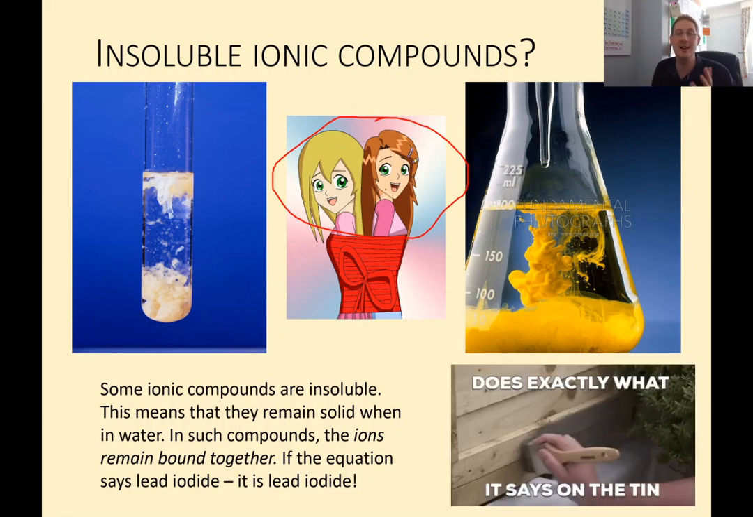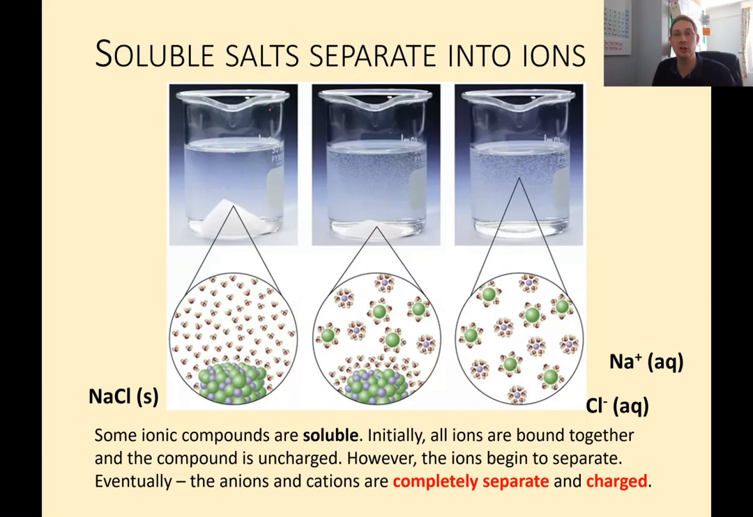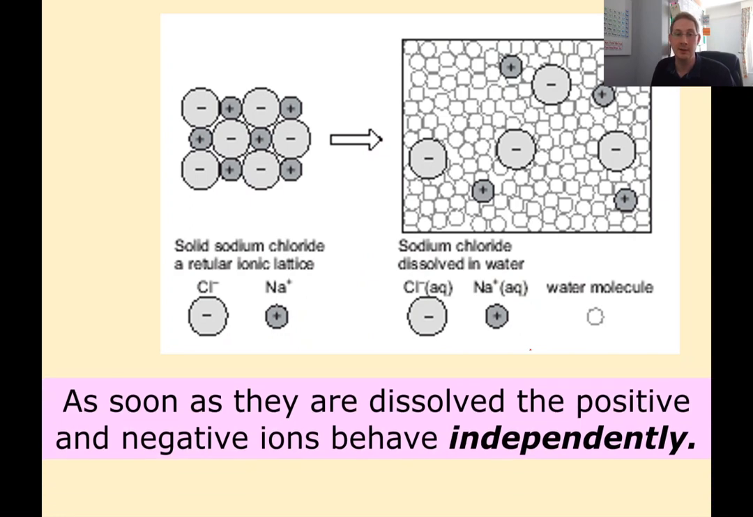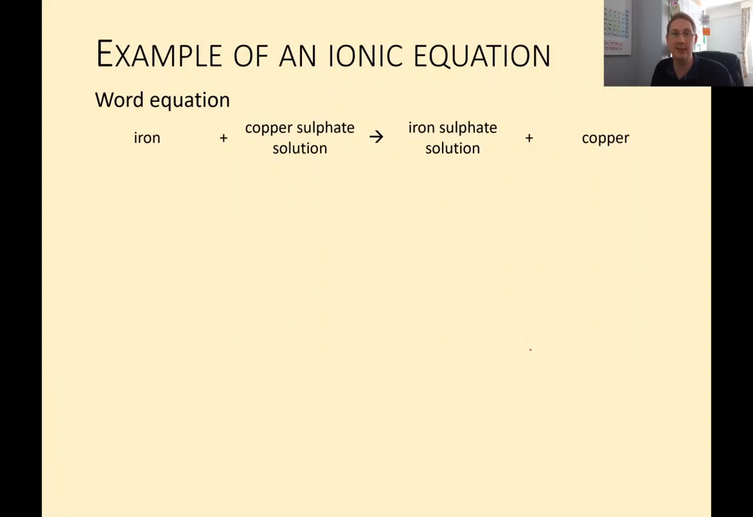But the things that are different, these are soluble salts. Anything that dissolves in water actually separates. So we call it sodium chloride, but it's not sodium chloride because it's completely separate. In fact, it's two different chemicals. It's sodium plus ions and chloride minus ions floating around. They're not doing anything together, they are completely separate. So as soon as they are dissolved, the positive and negative ions behave completely independently, like two different chemicals. And this is why we separate those things.